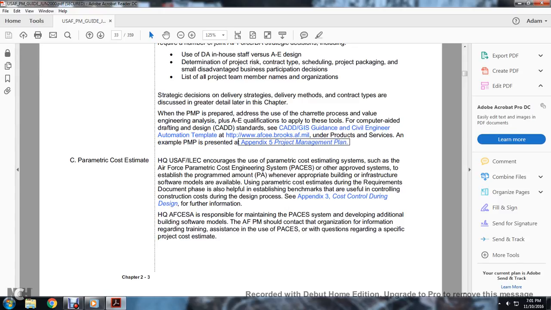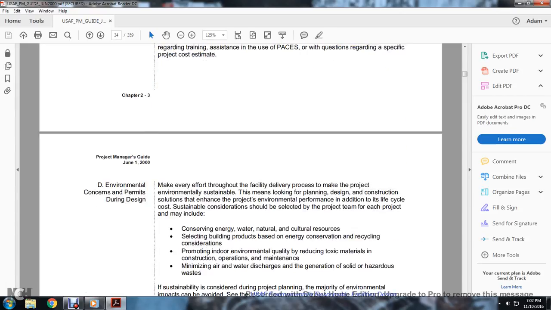Headquarters AFCES is responsible for maintaining PACE, the Air Force Parametric Cost Engineering System, and for developing additional building software modules. Air Force program management can contact the organization for information regarding training in the use of the parametric cost engineering system, and with questions regarding the specific project cost estimate.